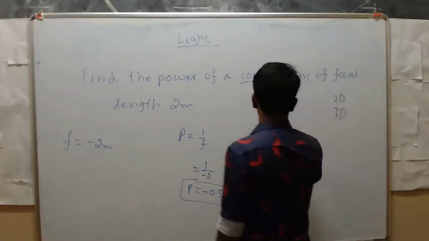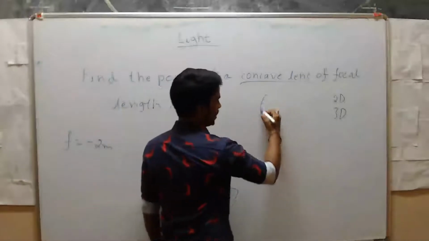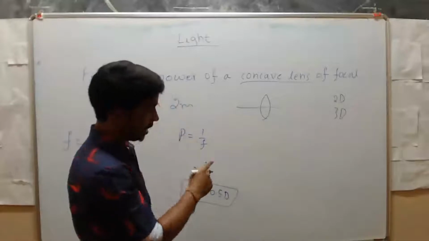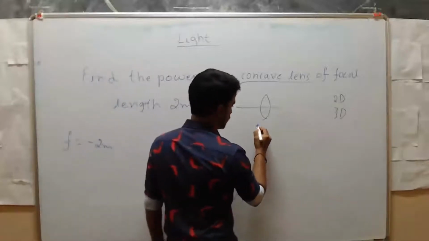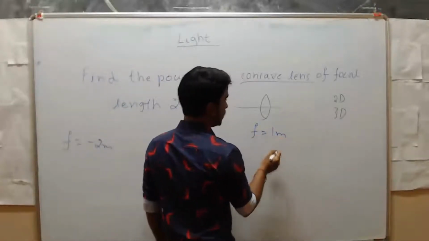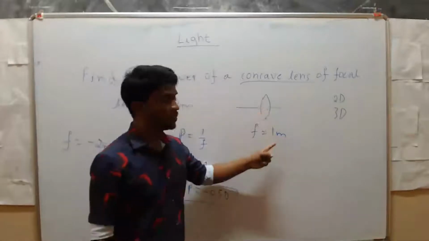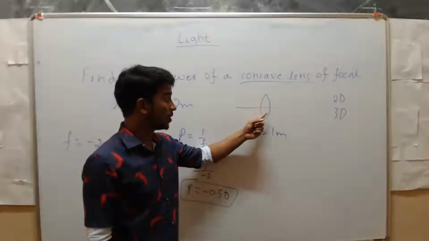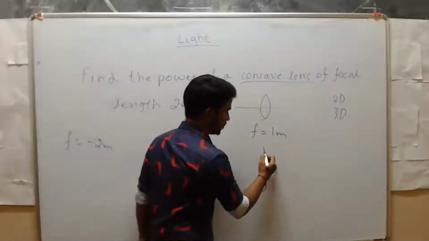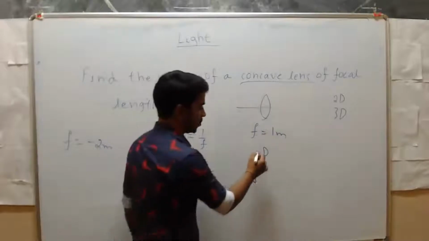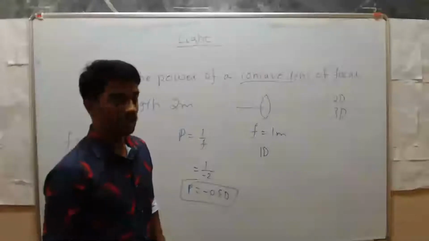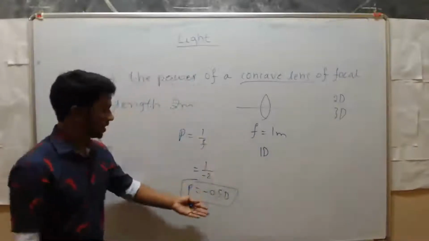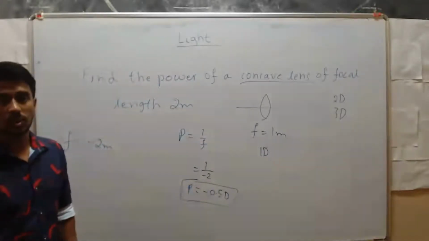See here, suppose you have one lens. The focal length of this lens is equal to, say, 1 meter. Now the focal length of this lens is 1 meter, so then we can say that the power of this lens is 1 diopter. If the focal length is 2 meter, then we can say that power is 0.5 diopter.